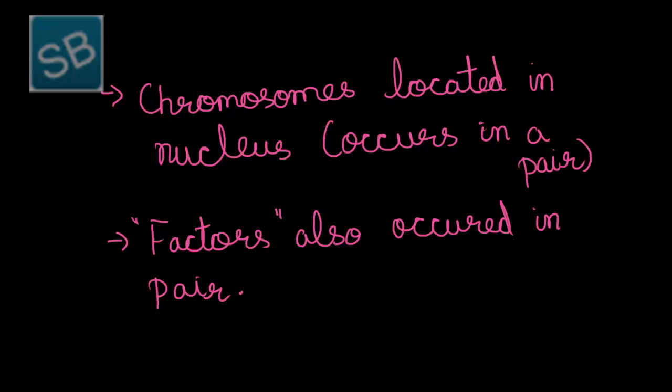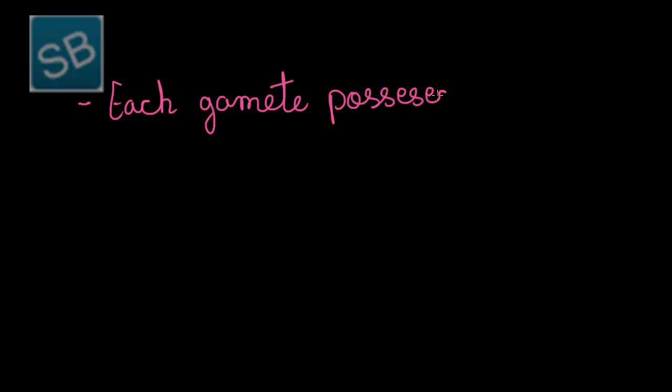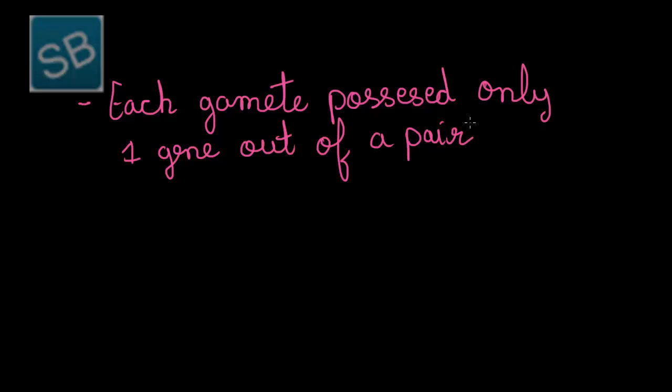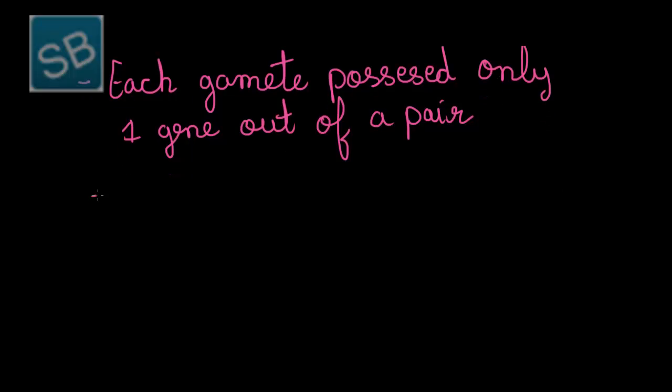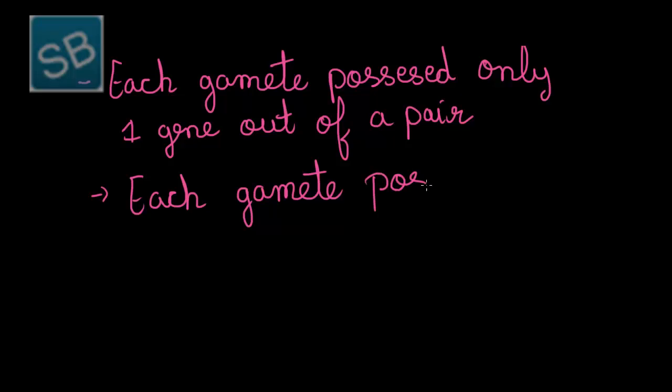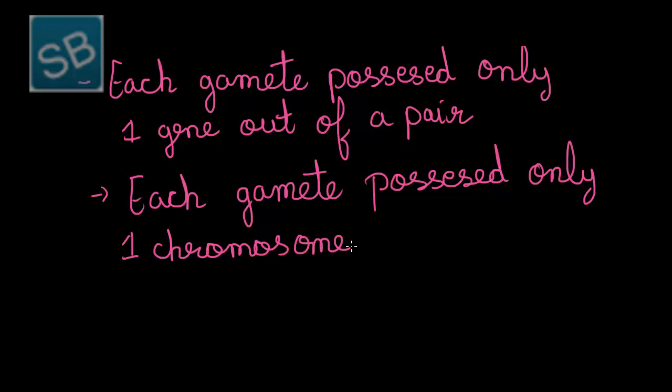Then, each gamete, according to Mendel, possessed only one gene out of a pair. And therefore, gamete formation occurred with only one gene or factor out of the two. Similar was the case with chromosomes, that each gamete possessed only one chromosome out of the two, that is, out of a pair.